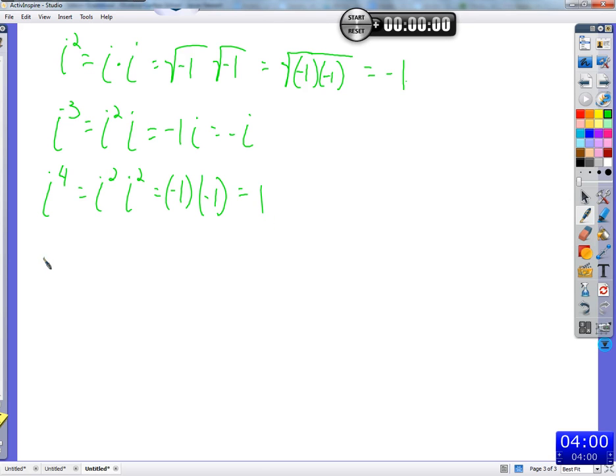That's kind of neat. And what happens here is if we do i to the fifth, now we can write that as i to the fourth times i. And we just did i to the fourth. What's i to the fourth? 1. Times i. i. So i to the fifth just comes all the way back around, and it's i again. And so if we multiply that by some stuff, we're either going to wind up with negative 1, negative i, 1, or back to i again.